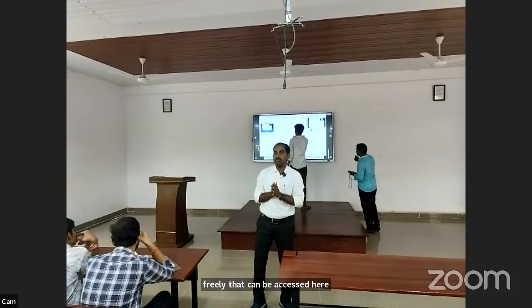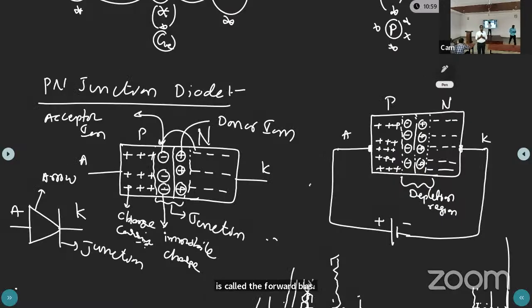Okay. So that biasing is called forward bias. Now, what is forward bias? Anyone can answer what forward bias is? Simply, when the battery positive terminal is connected to the P-type semiconductor and the battery negative terminal is connected to the N-type semiconductor, it is called forward bias. So in forward bias, the junction width is decreasing.